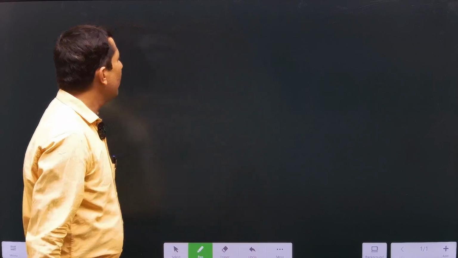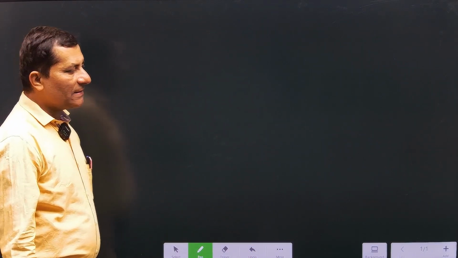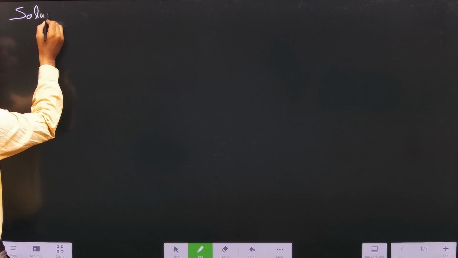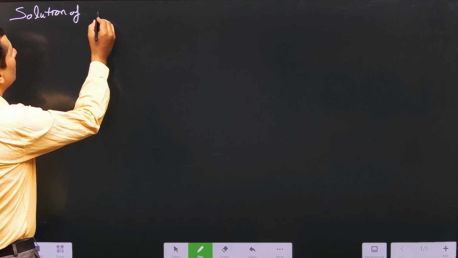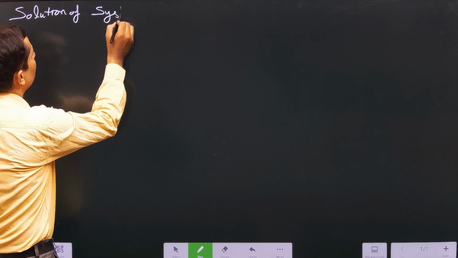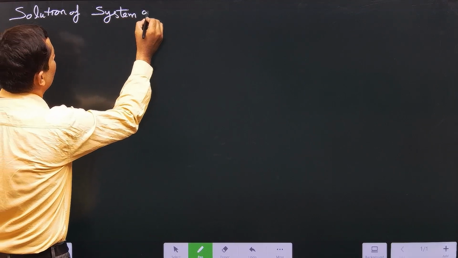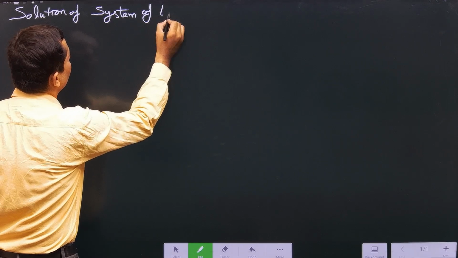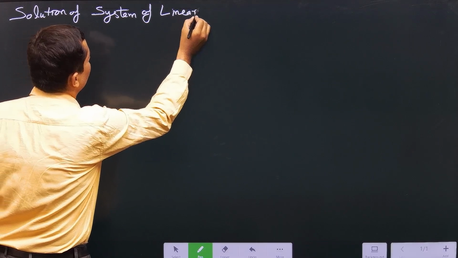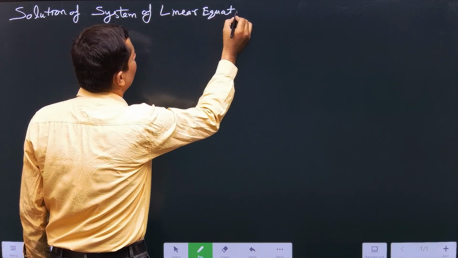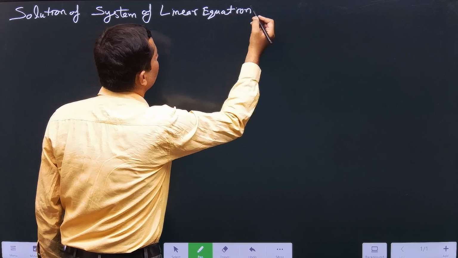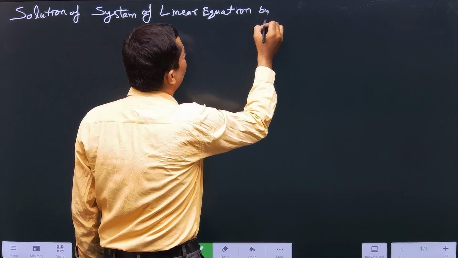And today our topic is solution of a system of linear equations by matrix method.